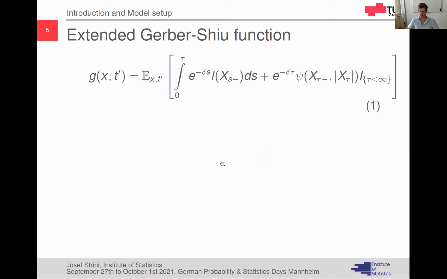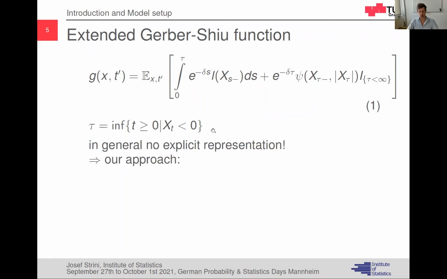Now, turning to the extended Gerber-Shiu functions, here we have g of x and t prime equals this conditional expectation. This is the extended Gerber-Shiu function for L and psi, where this here is the running reward term, and this here is the terminal reward term or penalty term, depending on the sign of psi. Of course, tau is the ruin time, and here X_{tau-} is the reserve prior to ruin, and this term here corresponds to the deficit at ruin.